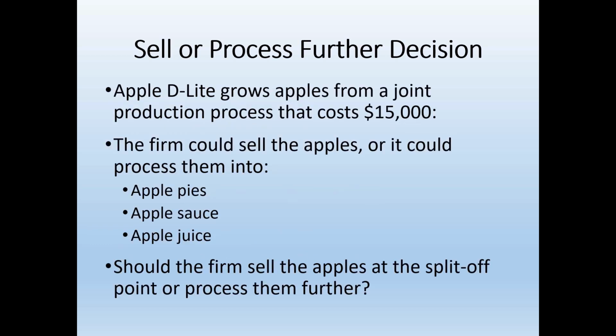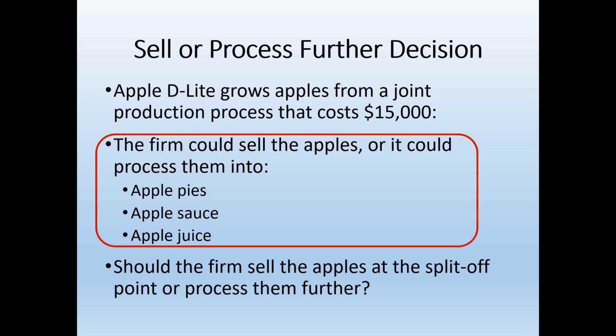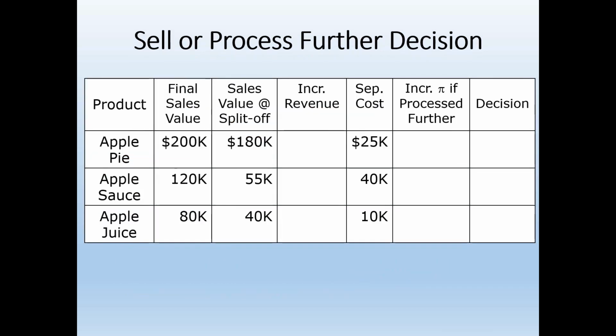For example, Apple Delight grows apples from a joint production process that costs $15,000. The firm has a choice whether to sell the apples as they are or turn them into apple pies, applesauce, and apple juice. What should the firm do? To make this decision, the firm has gathered some data. Let's look at each of their products.